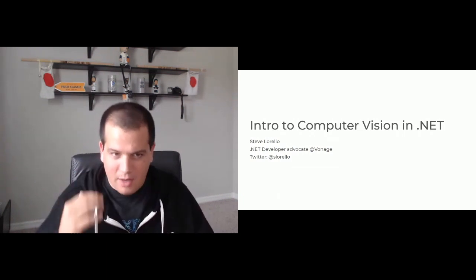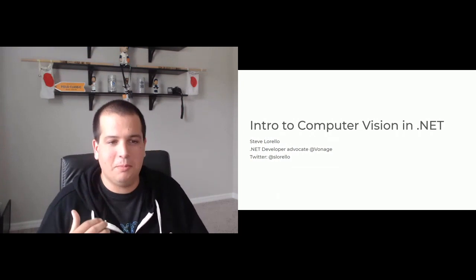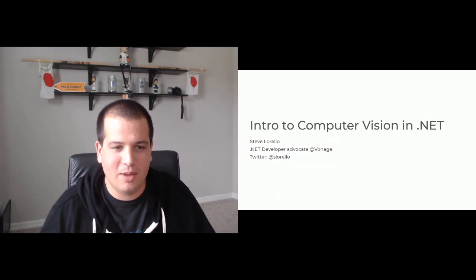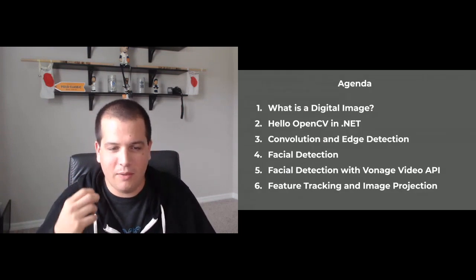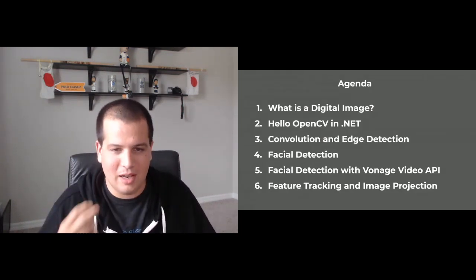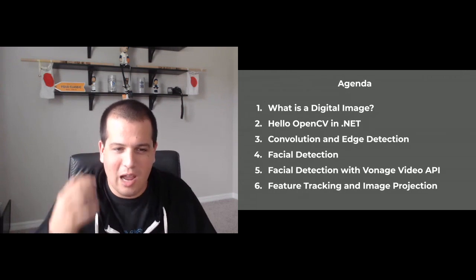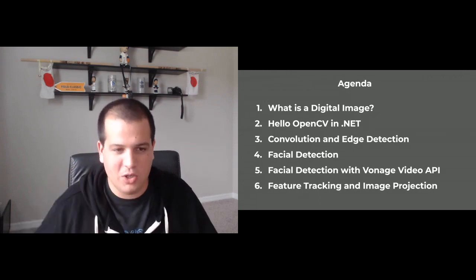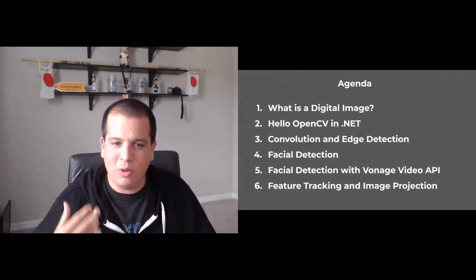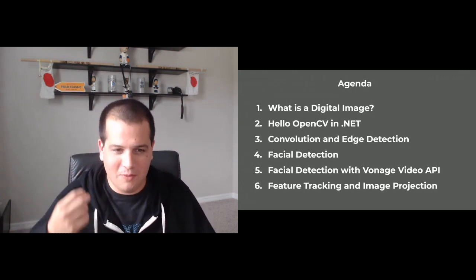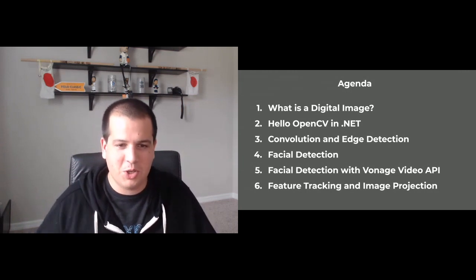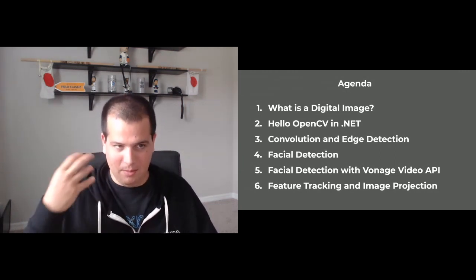So now here's a bit of an agenda of what we're going to be covering here. First, we're going to be tackling that existential question. What is a digital image? Then we'll be looking at a little bit of Hello World code using OpenCV and .NET. Then we're going to start diving into that interpreting part of our definition. We'll look at convolution and edge detection. Next, we'll be looking at face detection, and then we'll be doing some real-time face detection using Vonage's video API. And then finally, we're going to do some feature detection, feature tracking, and some image projection.